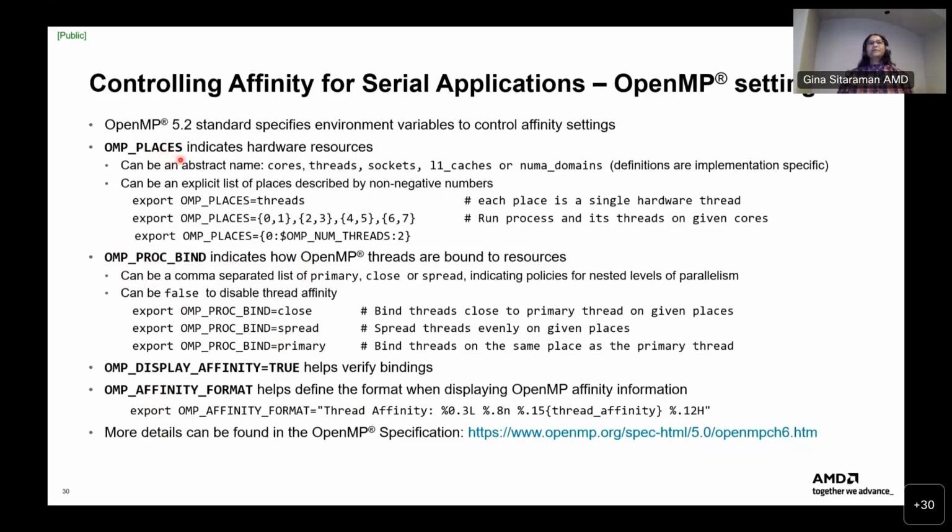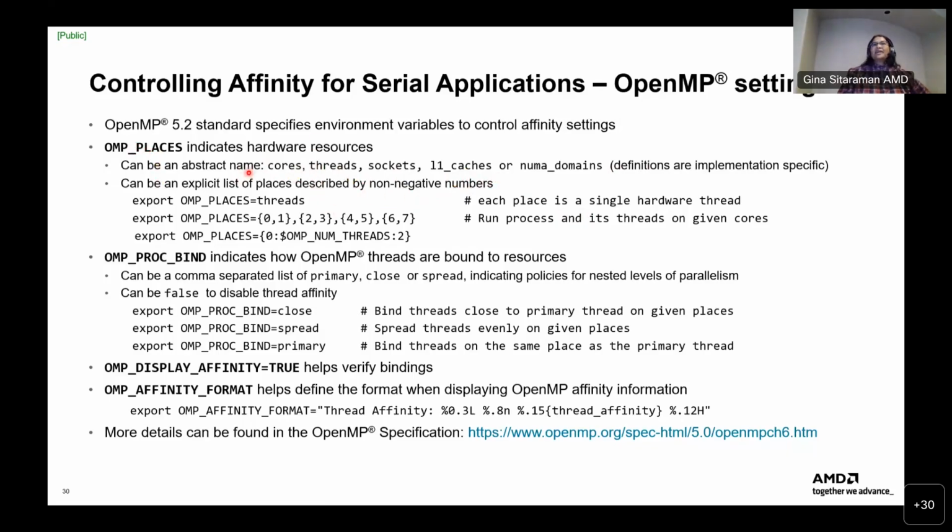So OMP_PLACES, that is a way in which we can indicate what hardware resources we want to use. So where we want to place these processes and their threads. So OMP_PLACES can be set up with one of these abstract names. For example, cores or threads, place my processes on different sockets, or L1 cache regions or L3 cache regions, etc. So the definitions are going to be implementation specific. So you may have a different list of options that you can provide to OMP_PLACES depending on the OpenMP implementation that you have.